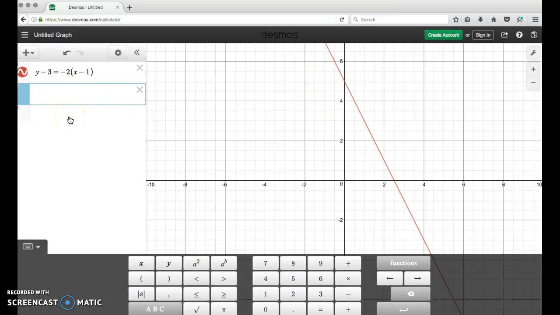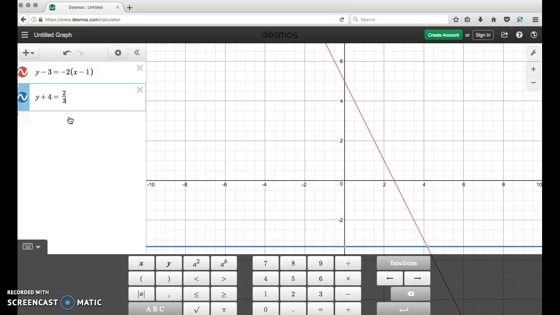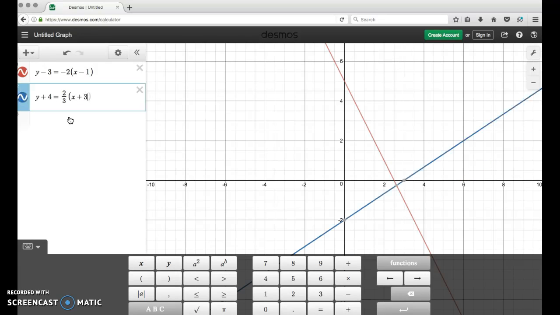You are also able to type in equations that have fraction slopes as well. So I can do y plus 4 equals, and if I want to type in a fraction, I'm going to type in 2 divided by, because fractions represent division, 3, and then I scroll over to get out of the denominator of that fraction, times x plus 3, and I press enter, and then that one will show up on the graph as well.